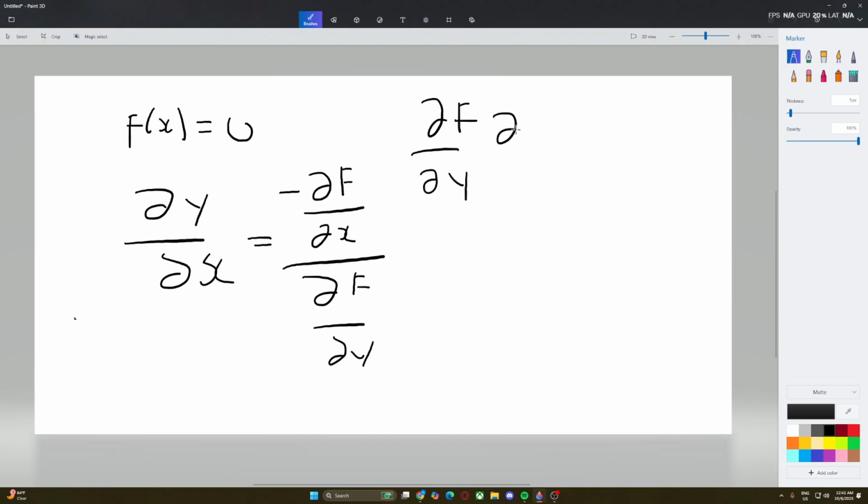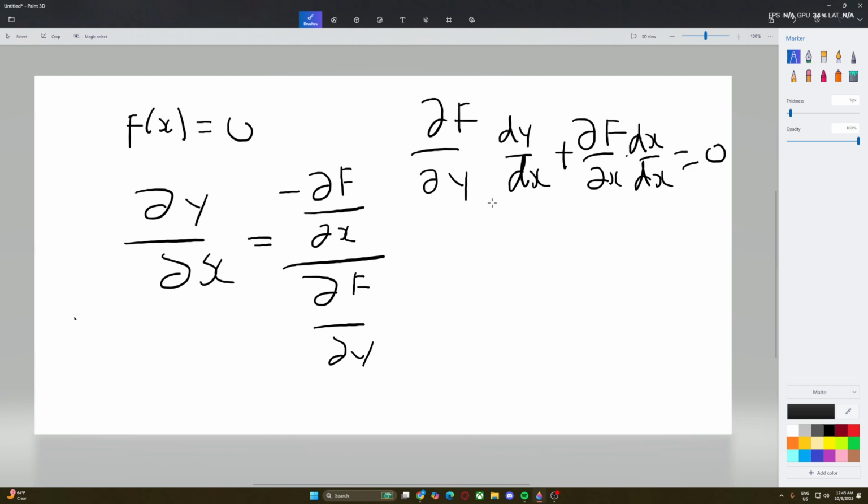It was dy dx plus partial f partial x times partial x over partial dx equals 0. I don't know where it's come from exactly, but that's just how it is. The dx came from somewhere, I guess.